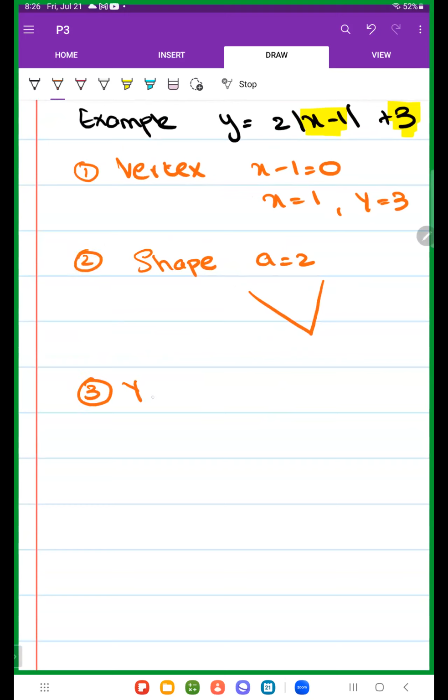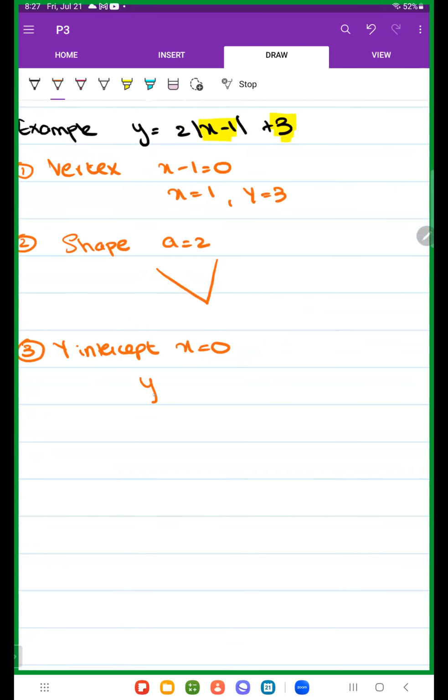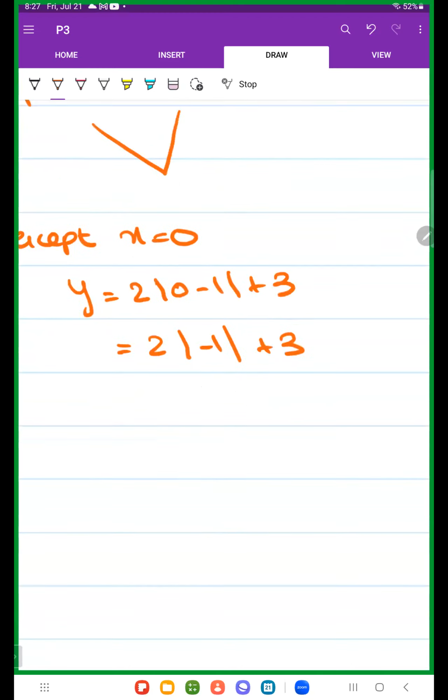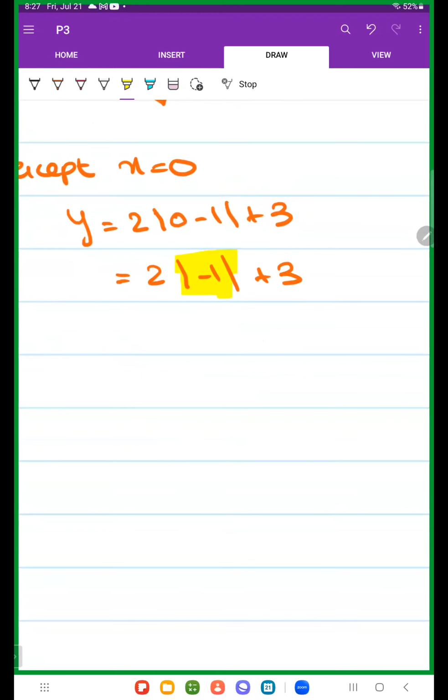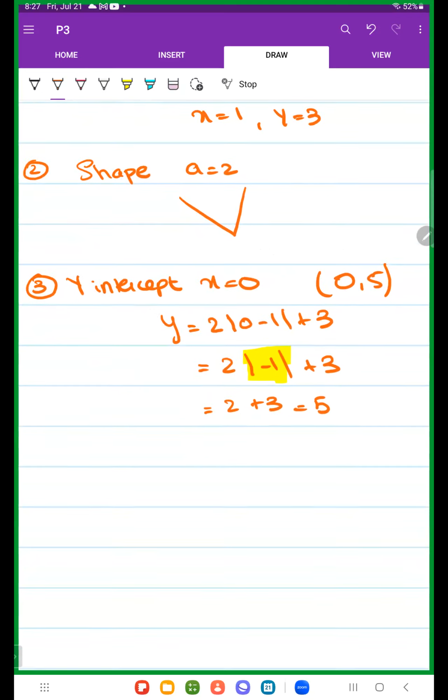The y-intercept. How do we calculate that? We put in x as 0. So when we put in x as 0, we will get y is equal to 2|0 - 1| + 3. That is 2|-1| + 3. There's a modulus sign, so this becomes a positive 1. So 2 plus 3 is equal to 5. So my y-intercept is (0, 5). Are you clear till here?